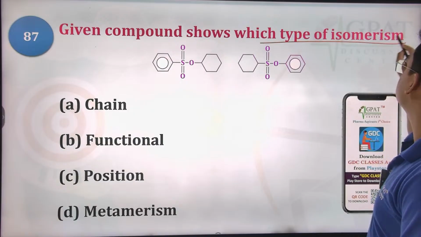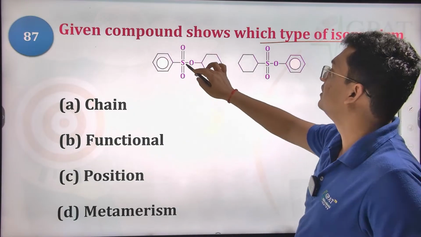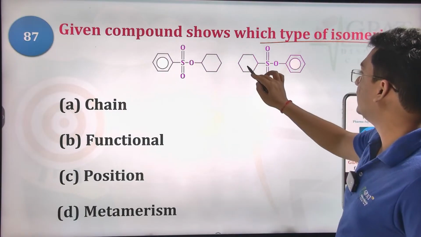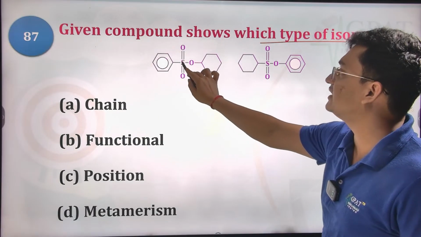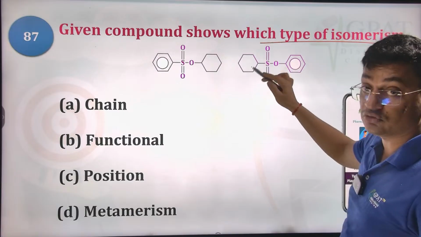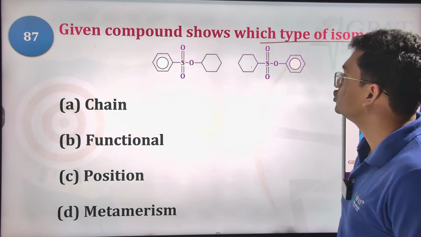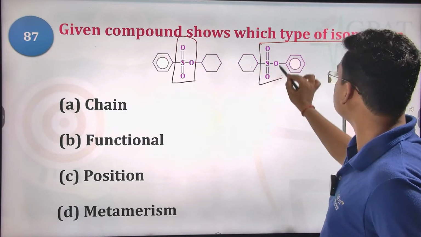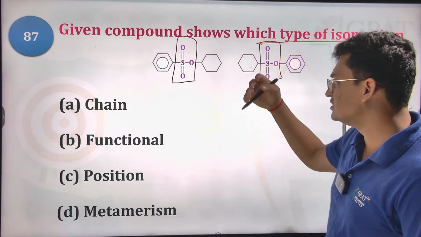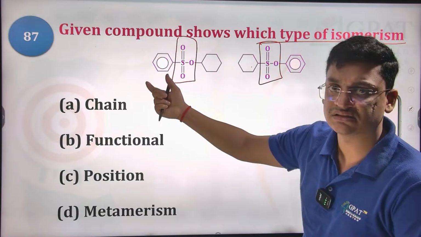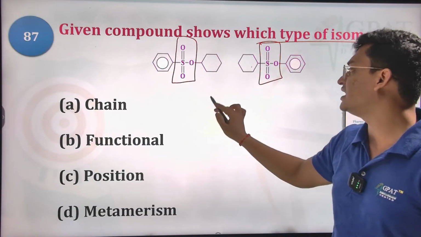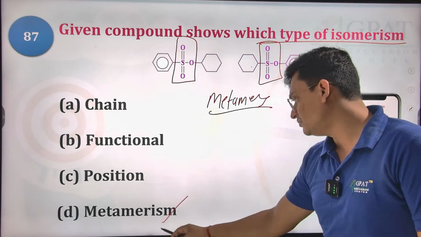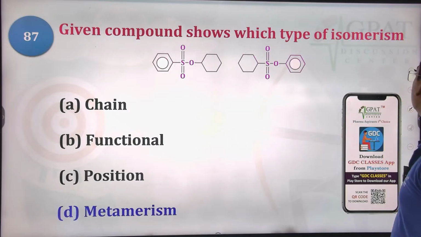Given a compound, which type of isomerism does it show? We are having a benzene ring directly attached to S double bond O and a cyclohexane ring. In one structure the cyclohexane is attached to the sulfur, and in the other the benzene is attached to the sulfur. So this is all about metamerism. With respect to this SO3 group, there is a change in the alkyl group, or you can say a change in the carbon skeleton on both sides. So these two structures are metamers of each other, showing metamerism. So yes, D is the right answer.